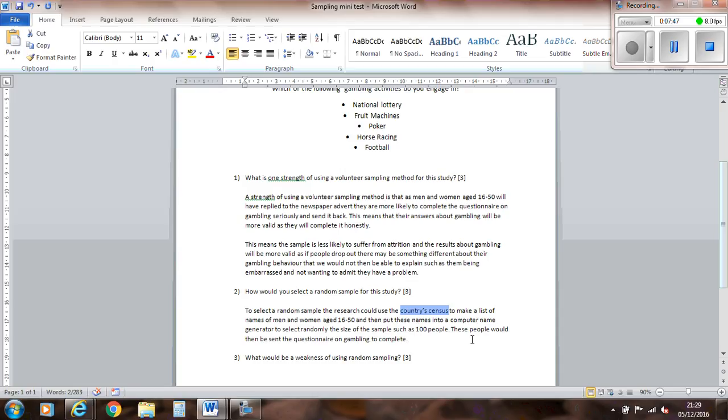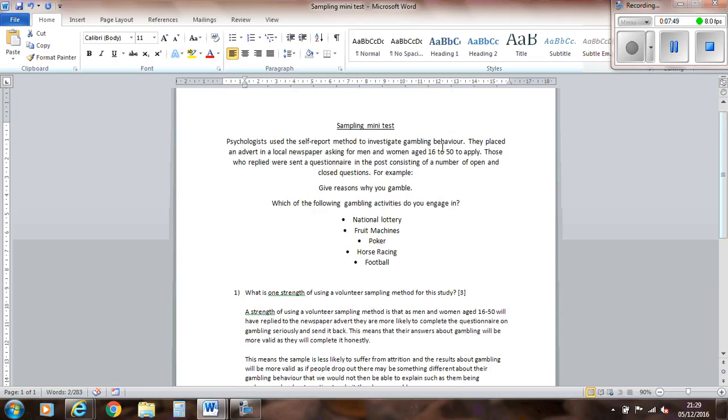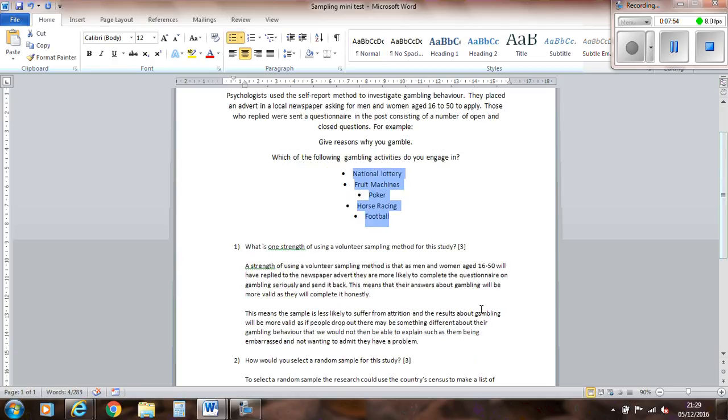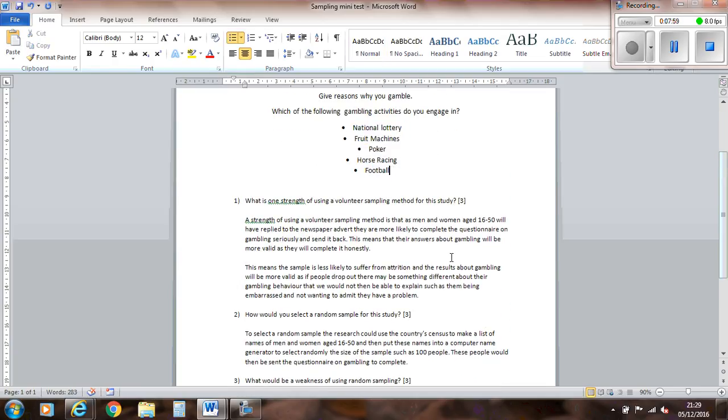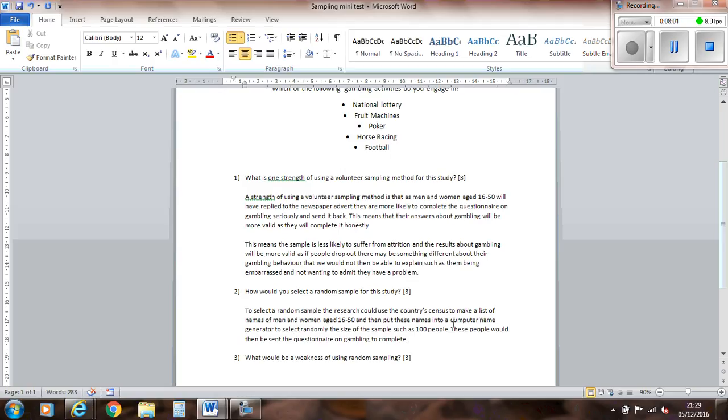So I've got somewhere I can get the list of names, which is practical and will get these people, and you could assume that they'd be interested in these things perhaps. So I'm not biasing it by going to a casino where most of these things are not going to be. Then I'm putting the names into a computer name generator or a tombola or a hat, whatever you like. But if it's a hat, then you can't suggest you're going to pick a large sample out because if you've got a lot of people, it's going to be a very big hat. So computer name generator, select it randomly, the size of the sample, give an example such as 100 people, and then these are sent this questionnaire on gambling to complete.